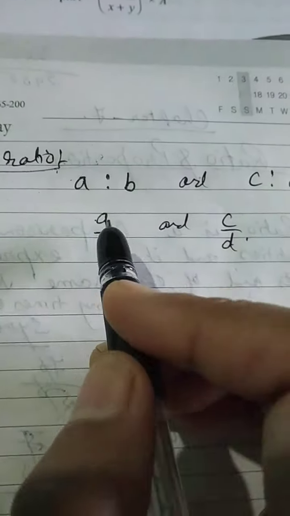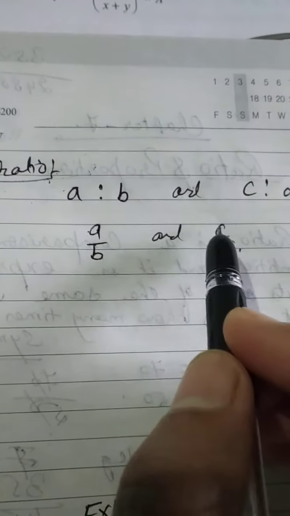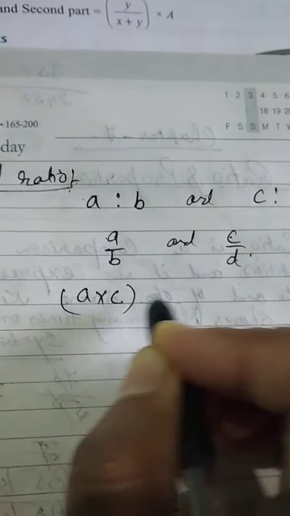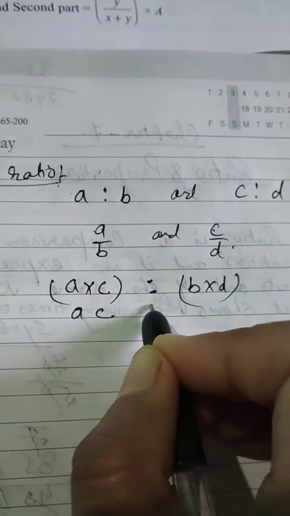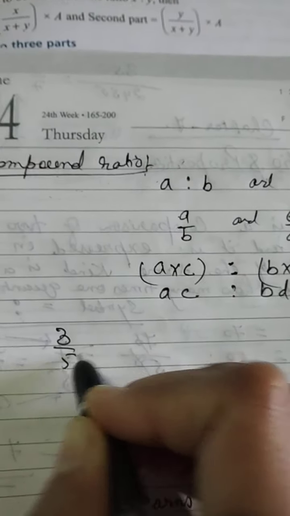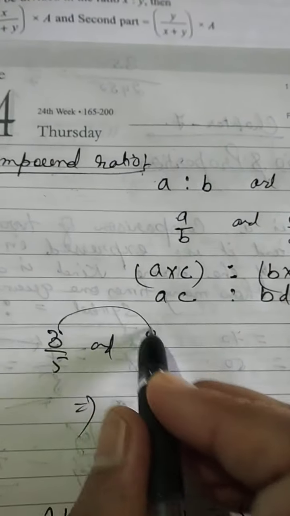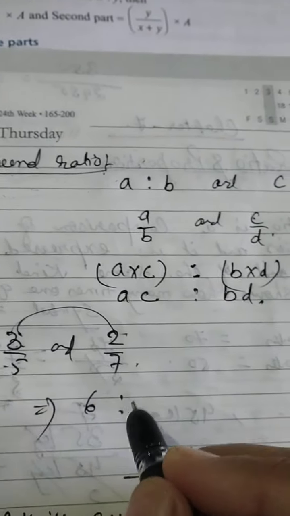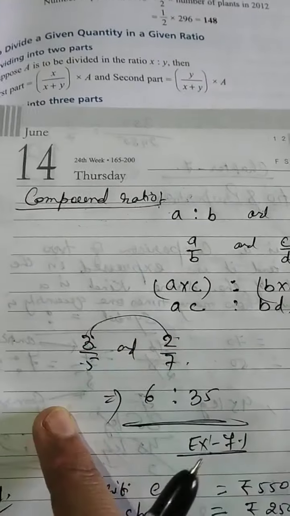So how? You multiply the antecedent with the antecedent, and the consequent with the consequent. So A into C is to B into D, or you can say AC is to BD. For example, suppose two ratios are given, 3 by 5 and 2 by 7. You have to write the compound form. Multiply the antecedent with the antecedent: 3 twos are 6 is to 7 fives are 35. So this is the compound form of these two ratios.